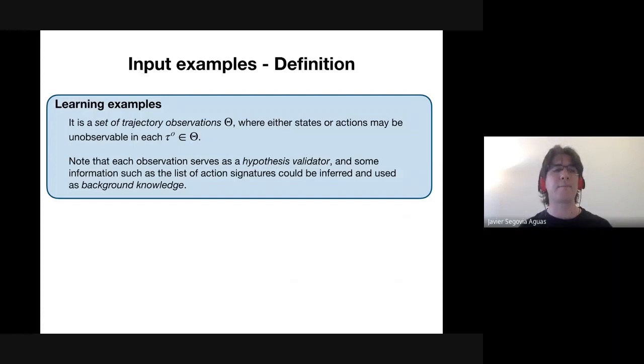Note that each observation serves as a hypothesis validator, which means that once we learn an action model, we want to be consistent with the set of observations that we have. And some information from this list, such as the list of action signatures, could be inferred and used as background knowledge. So maybe we know that we have 4 actions in our domain, that they have these names, and they have specific parameters that refer to blocks. So all this information that we have in a plan or in a problem can be used as background knowledge for the learner.